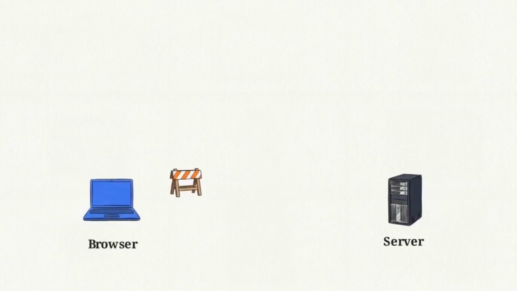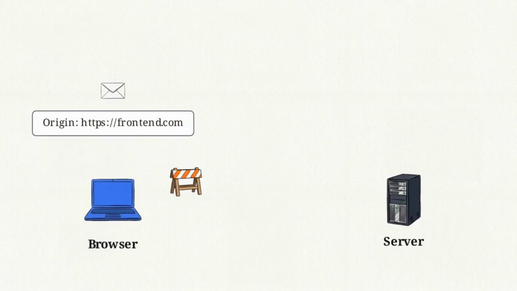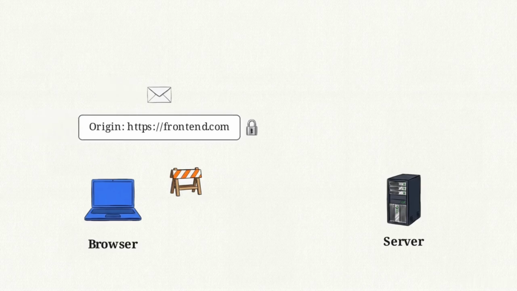Let's trace a simple GET request. When your code makes the call, the browser automatically slaps an Origin label onto the outgoing request to identify exactly where it came from. Your front-end JavaScript cannot forge or alter this Origin header. The browser strictly controls it to ensure the destination server knows the true source.